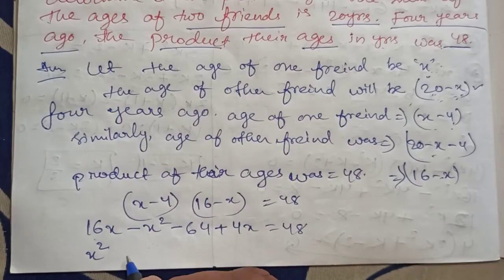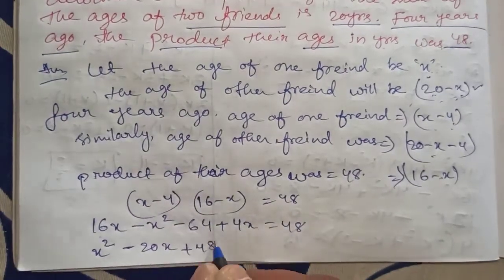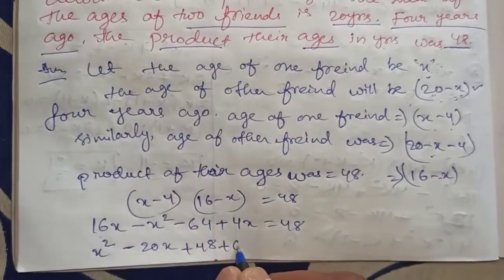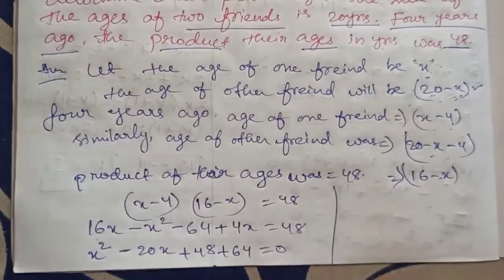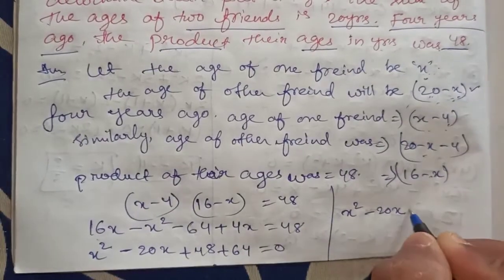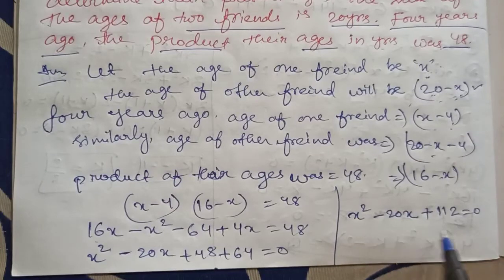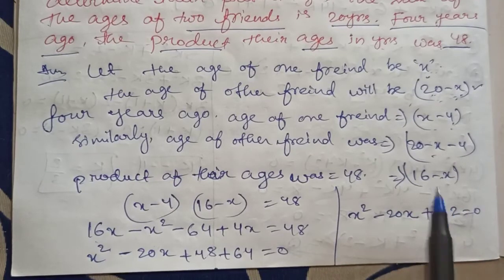When we take that side, it will become minus 20x plus 48 plus 64. This will be plus 64 equals 0. We will get x square minus 20x plus 112 equals 0. This is our quadratic equation which we got.